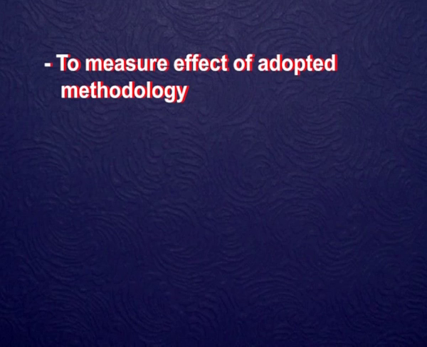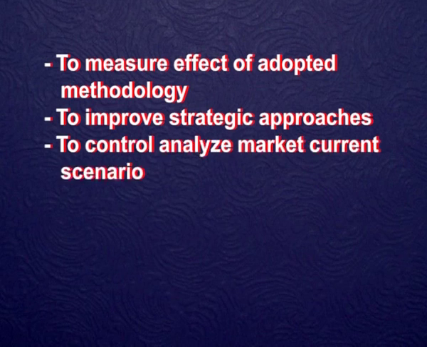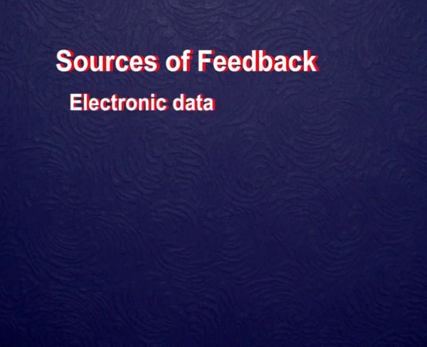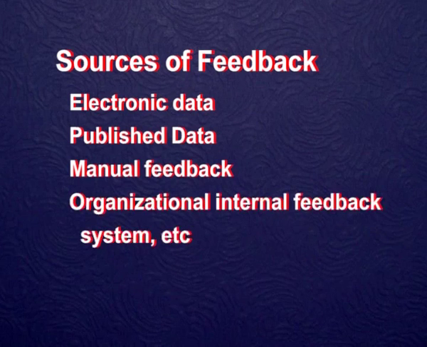Fifth, credit extended by sellers. Feedback. The pharmaceutical marketing requires a system of feedback. The objectives of such a feedback system are as follows: to measure the effect of the adopted methodology, to improve strategic approaches, to control and analyze the current market scenario. Feedback provides suggestions regarding which marketing approaches need to be adopted or dropped. Now, the sources of feedback: electronic data, published data, manual feedback, organizational internal feedback system, etc.